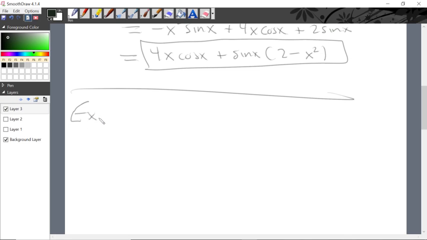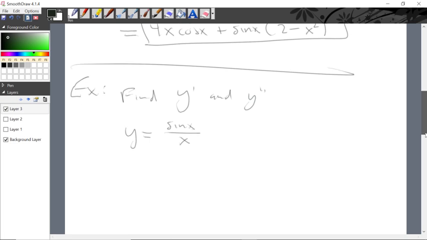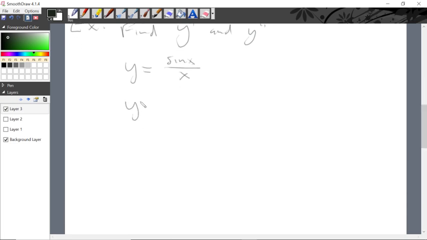Same instructions. Find y prime and y double prime for, how about, y is equal to a quotient, sine of x over x. Okay, we'll find two derivatives. So, quotient rule: low d high minus high d low over low low. So low is x, and I always feel like I should write it: low d high minus high d low, over low squared, or low low.